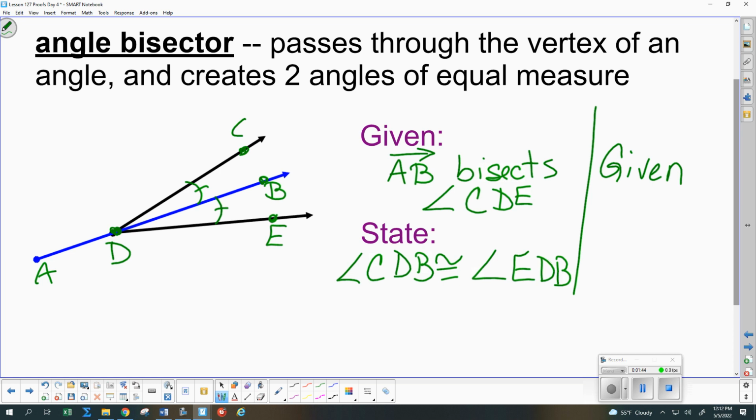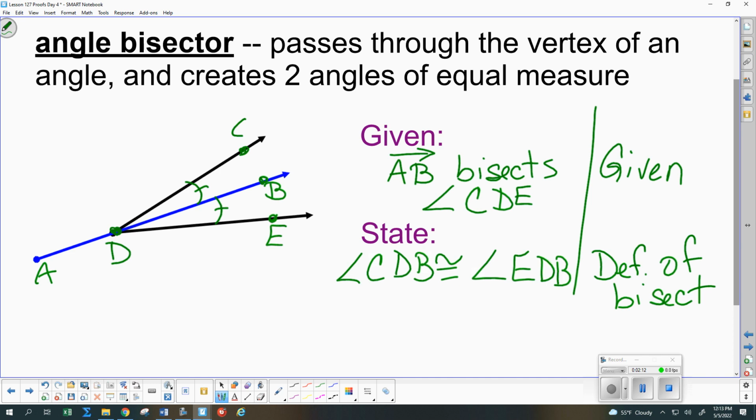And who wants to take a guess of what our reason's going to be for that based on some other ones that we've done? What do you think, Ada? Or just definition of bisect. It's fine to say definition of angle bisector, but we could also just say definition of bisector, cut it into two equal pieces. And we'll start doing that in some of our proofs.